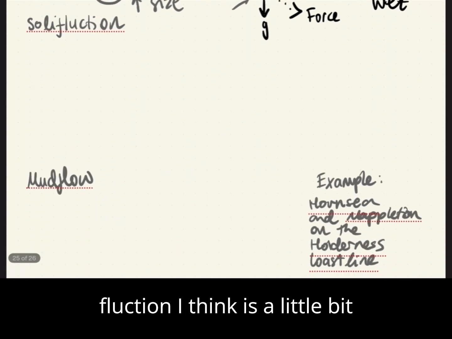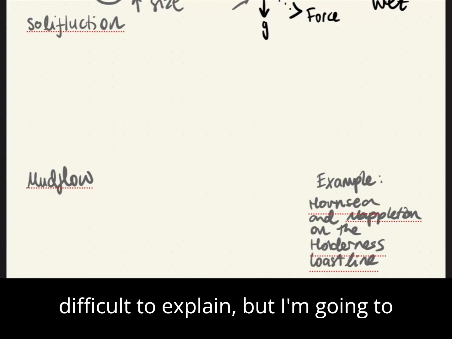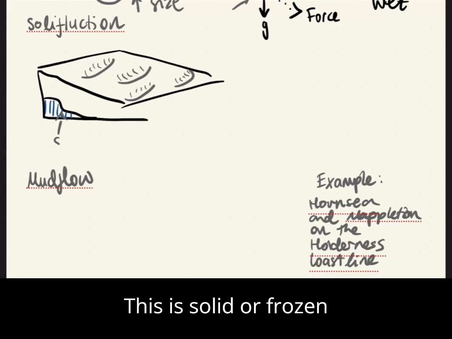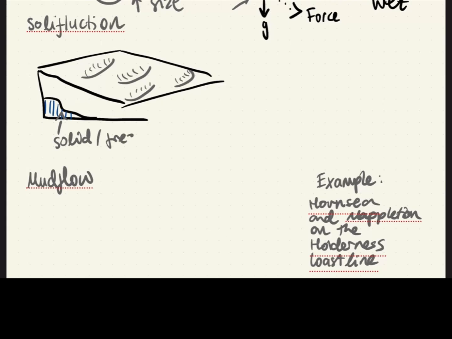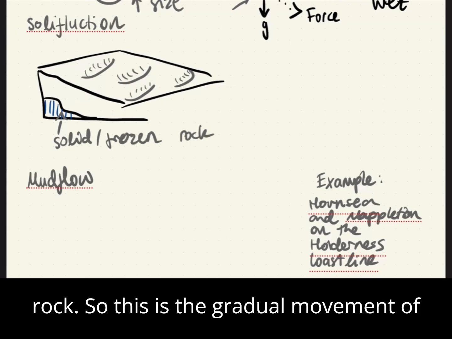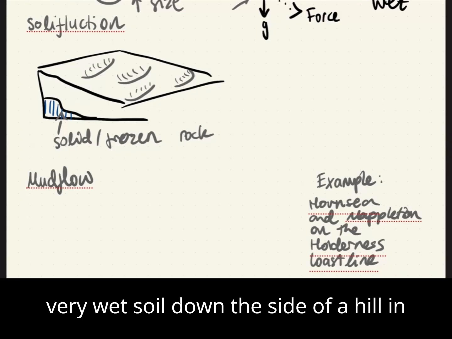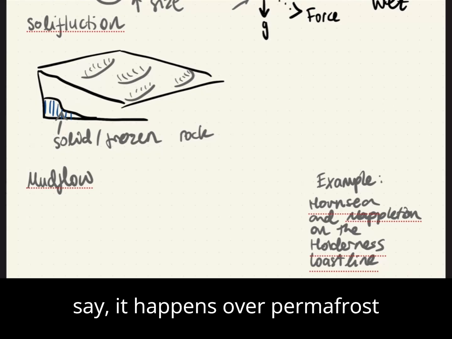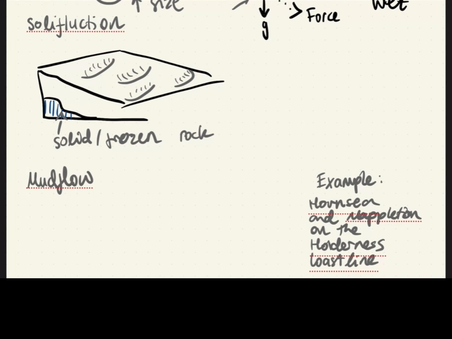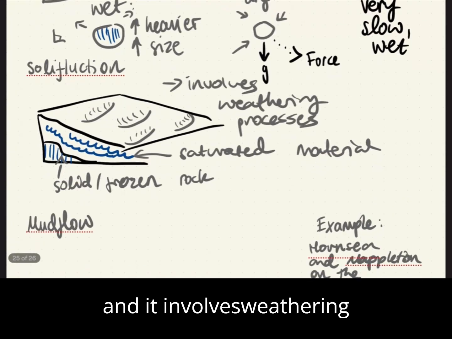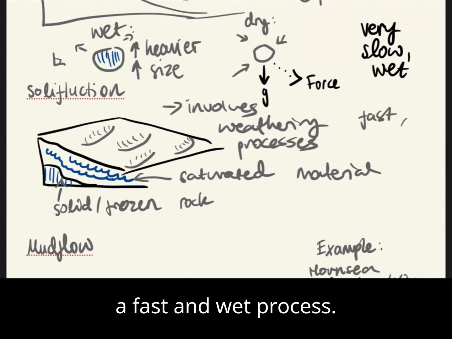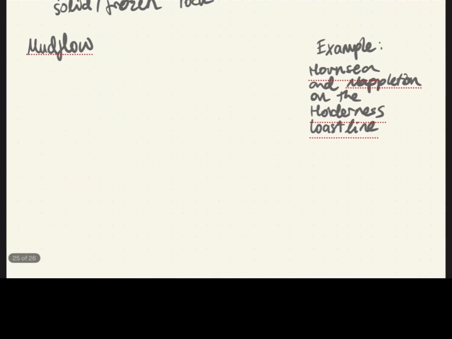So solifluction, I think, is a little bit difficult to explain, but I'm going to try my best. By these lobes here. This is solid or frozen rock. So this is the gradual movement of very wet soil down the side of a hill in very cold environments, and as I say, it happens over permafrost and it involves weathering processes. This is usually a fast and wet process.